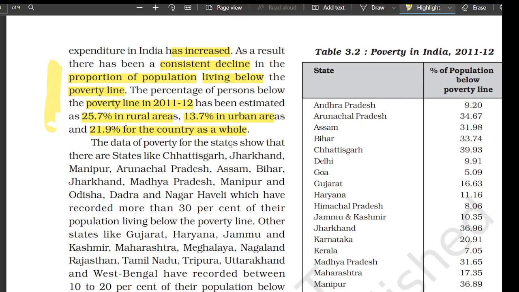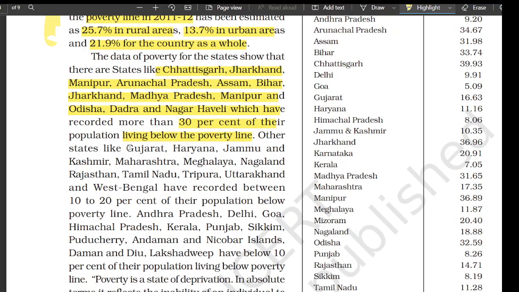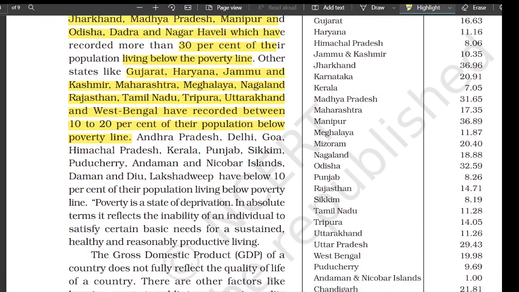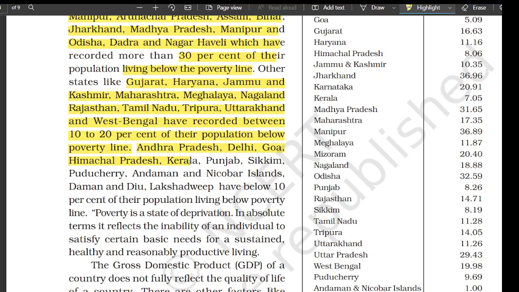The data of poverty for the states show that there are states like Chhattisgarh, Jharkhand, Manipur, Arunachal Pradesh, Assam, Bihar, Madhya Pradesh, and Odisha, Dadra and Nagar Haveli, which have recorded more than 30% of their population living below poverty line. Other states like Gujarat, Haryana, Jammu and Kashmir, Maharashtra, Meghalaya, Nagaland, Rajasthan, Tamil Nadu, Tripura, Uttarakhand, and West Bengal have recorded between 10 to 20% of their population below poverty line. Andhra Pradesh, Delhi, Himachal Pradesh, Kerala, Sikkim, Puducherry, Andaman and Nicobar Islands, Daman and Diu, Lakshadweep have below 10% of the population living below poverty line.